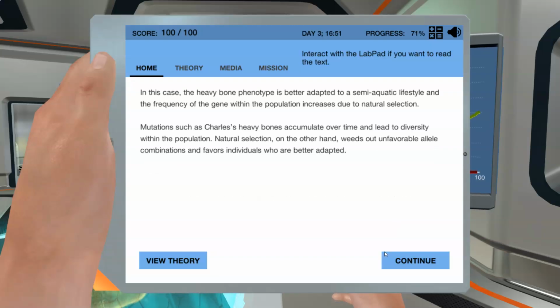In this case, the heavy bone phenotype is better adapted to a semi-aquatic lifestyle and the frequency of the gene within the population increases due to natural selection. Mutations such as Charles's heavy bones accumulate over time and lead to diversity within the population. Natural selection, on the other hand, weeds out unfavorable allele combinations and favors individuals who are better adapted.